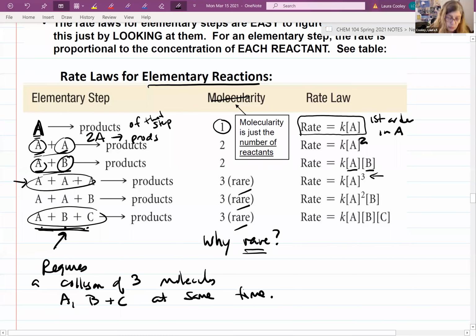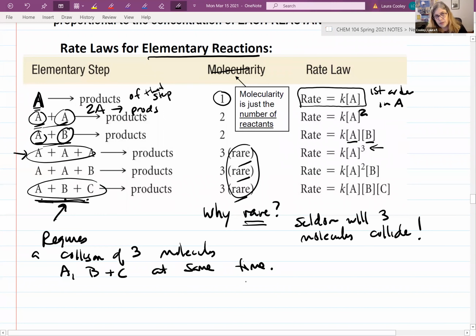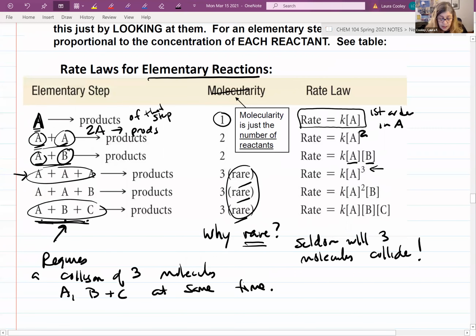Or here you would need 3 A molecules to come together. Molecules collide with each other all the time, but most of the time it's just 2 molecules. It's rare that you're going to see more than that. That's why these are all rare. So it's very seldom that 3 molecules will collide. So those are rare.